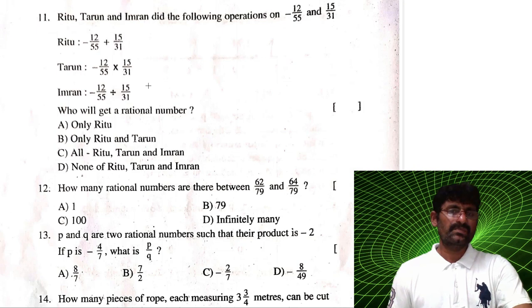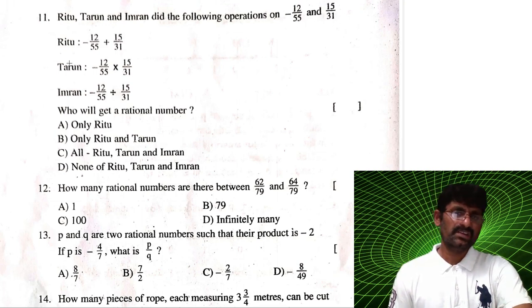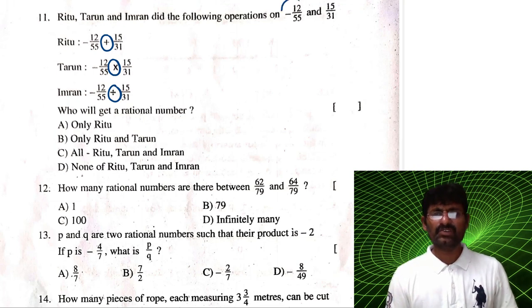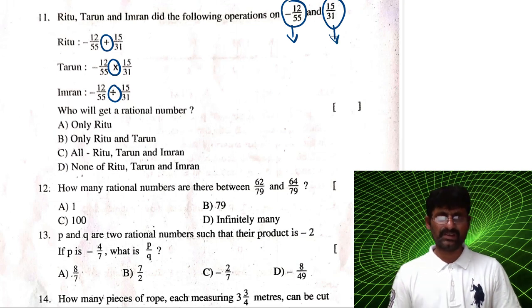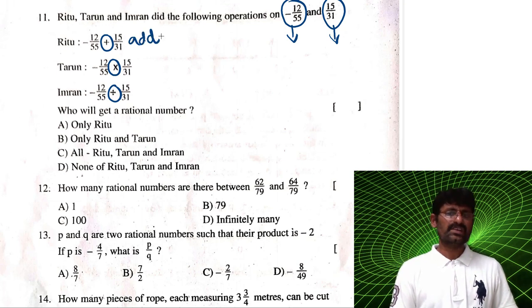Now let us see 11th problem. Ritu, Tarun and Imran did the following operations on negative 12 by 55 and 15 by 31. Here Ritu added, Tarun multiplied, Imran divided. Okay, right. Let's see what the question is. Who will get a rational number? Now here you observe negative 12 by 55 is a rational number, and 15 by 31 is also a rational number. So here we have two rational numbers. Ritu added two rational numbers. Tarun multiplied, and Imran divided.